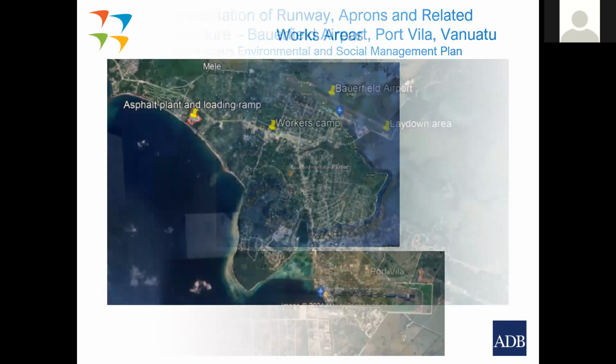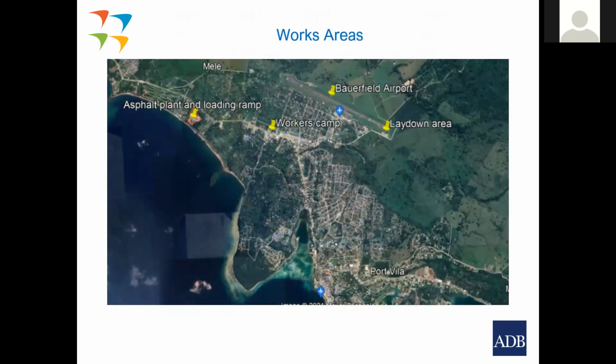This project involved 3 main works areas that were spread out over several kilometres. You can see we had the airport itself where the construction activity was happening, a laydown area at the airport itself, a few kilometres away the workers' camp, and a couple of kilometres further was where the asphalt plant was located, including a loading ramp for bringing in aggregate from Australia. Actually, they didn't have good aggregate to make asphalt in Vanuatu, so that had to be brought in.